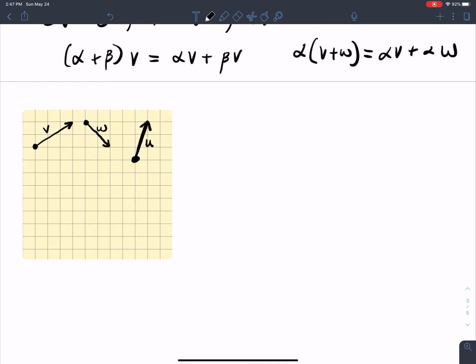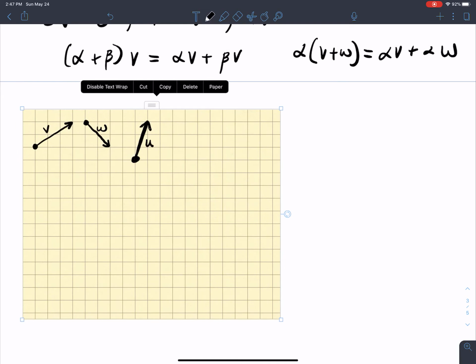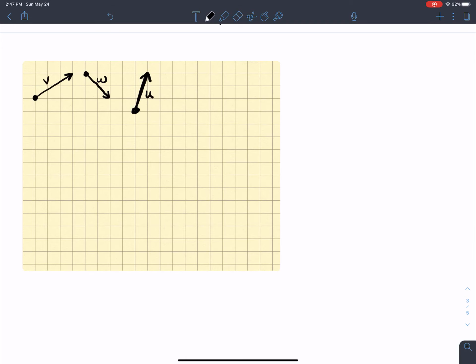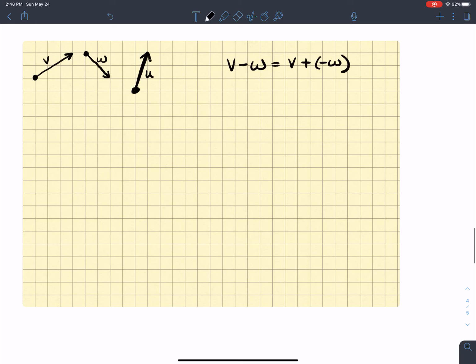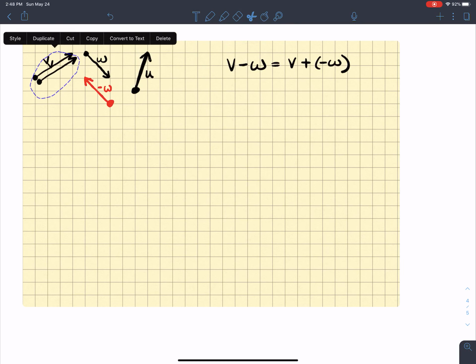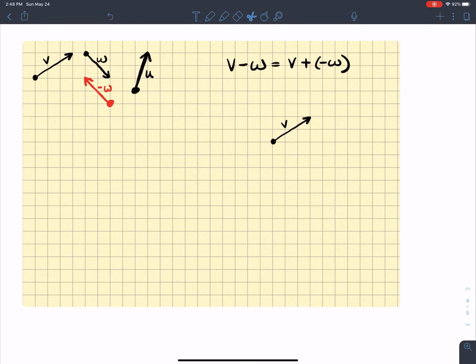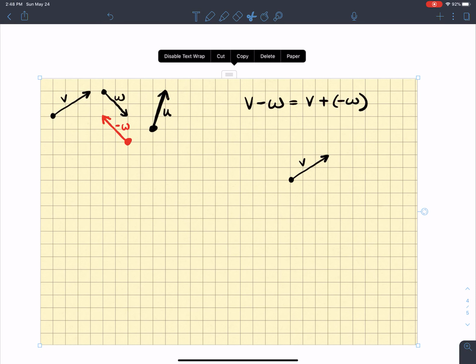All right, so say I want to do, I don't know, maybe I want to do v minus w. To do that, that's v plus a negative w. So I need to have a negative w, so I'm going to create a negative w. The only thing that's different here is that the magnitude is the same, and the direction swaps around. So let's do that. I'm going to duplicate this v, and then plus a minus w.